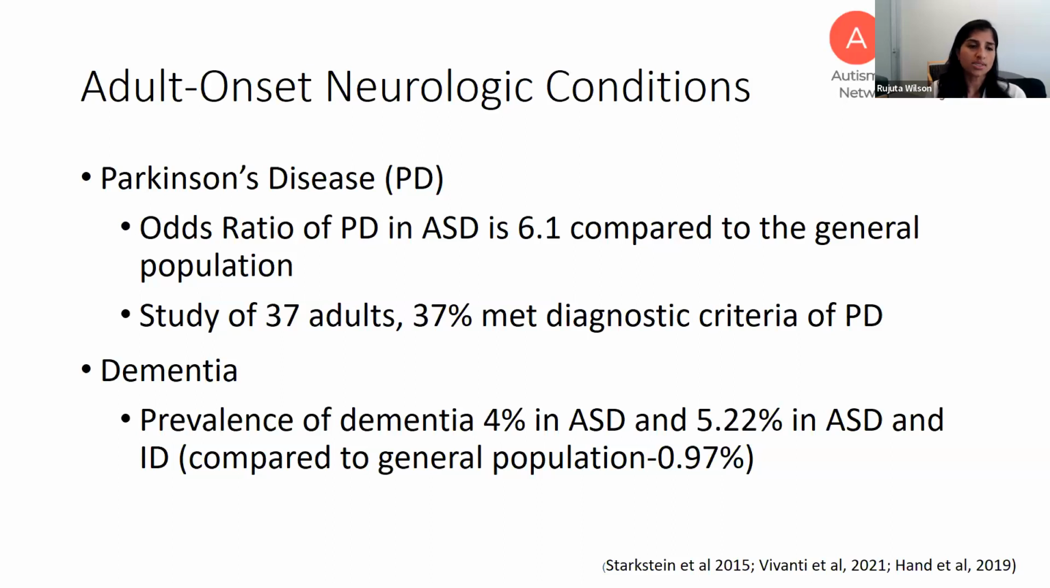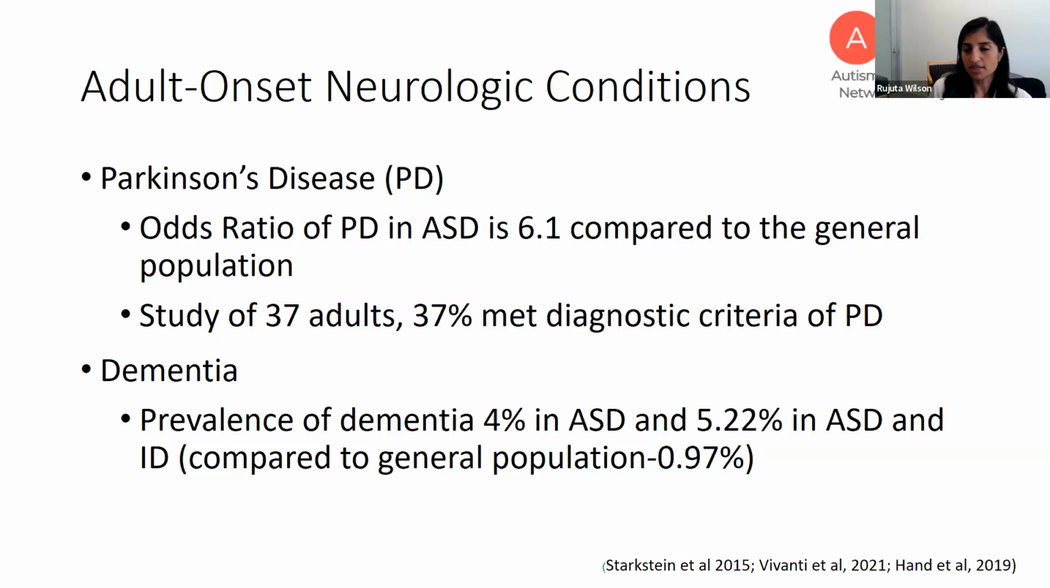There was one small cohort study of 37 autistic adults in which 37 met criteria for Parkinson's disorder. Again, they noted that you have to take into account where it could be confounded by those individuals who are taking medications such as Abilify and Risperidone. But again, these studies are starting to show us a higher prevalence of these neurodegenerative conditions, also such as dementia. One study, led actually by Dr. Shea, found the prevalence of dementia was about 4% in autism and 5% in those with autism and intellectual disability, compared to the general population, which was about 0.97%.